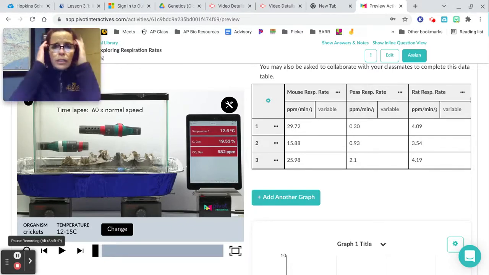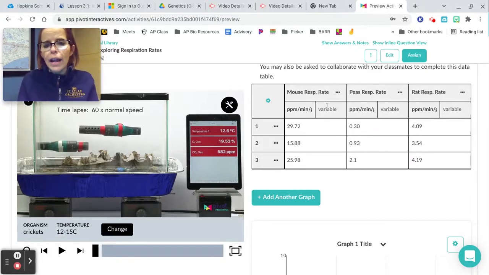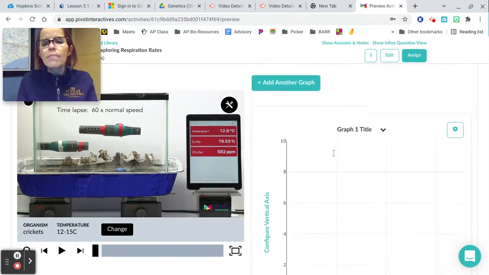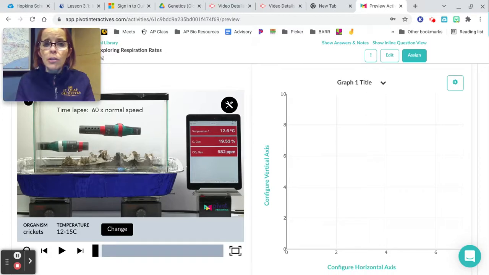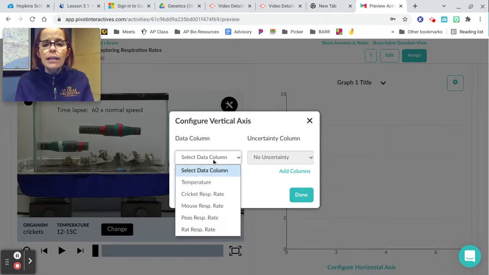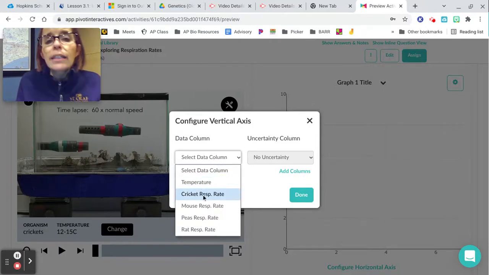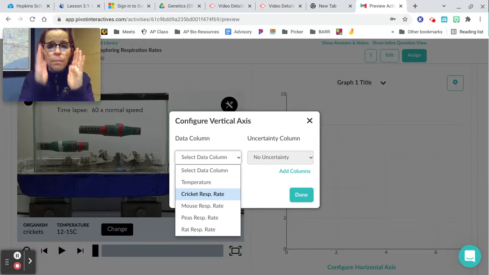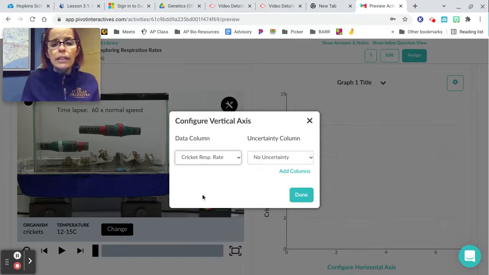Okay, last thing that we're going to do today is to make our graph. So let's scroll down here, and there are several things we need to do. In order to get the graph to work, we've got to configure our vertical axes. So right here where it says select data column, you're going to pick the cricket respiration rate. On the vertical, we need to do what we're measuring. So what we're measuring are the different respiration rates. So we're going to do cricket respiration rate.